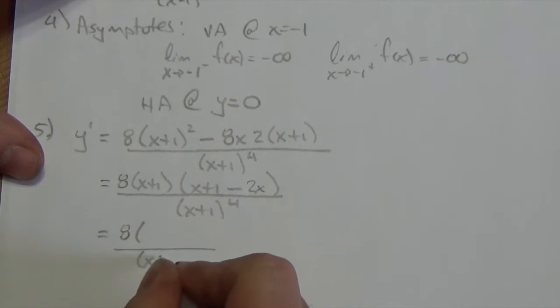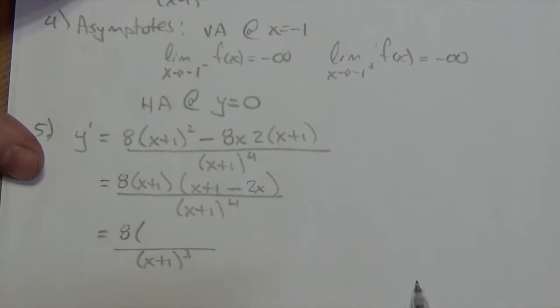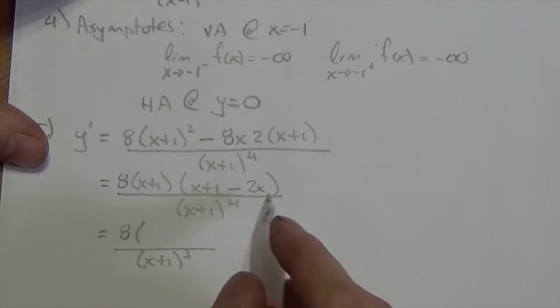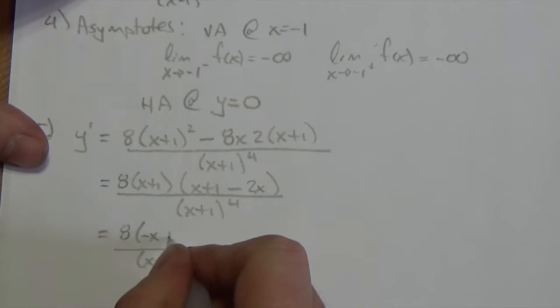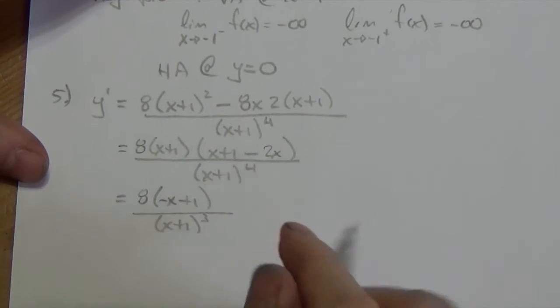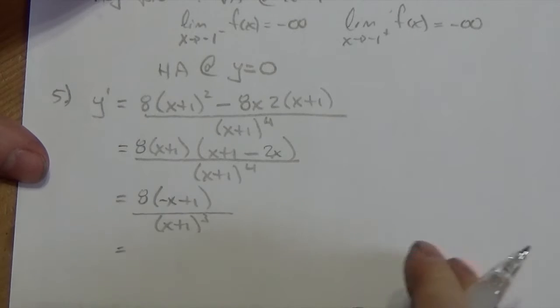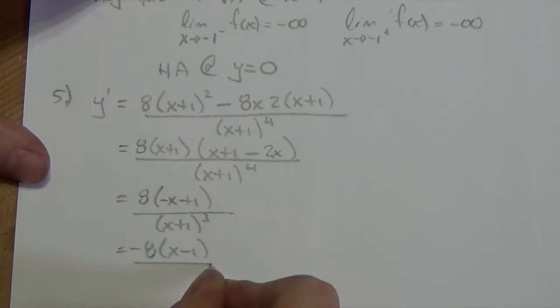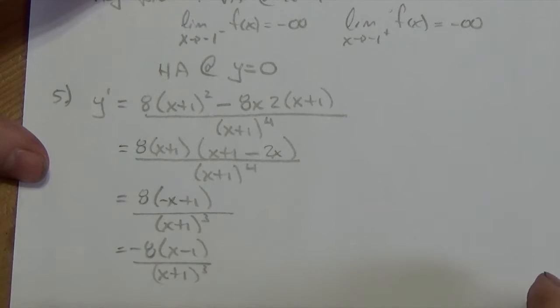This is going to leave me with x plus 1 cubed down in the denominator. And up here I'm going to get, what is that? That's going to be negative x plus 1. And I'm probably going to factor the negative out of that and just make that negative 8 times x minus 1, all over x plus 1 cubed.